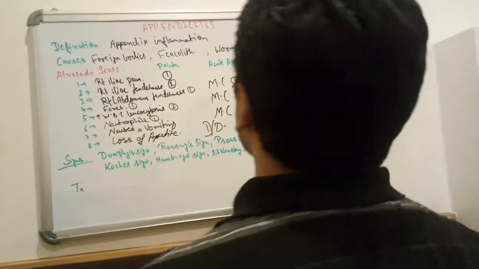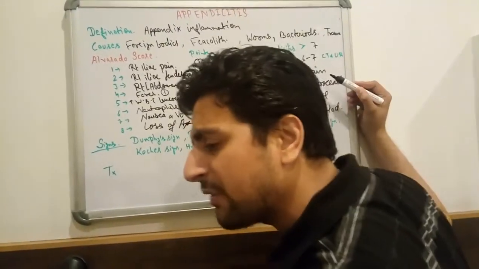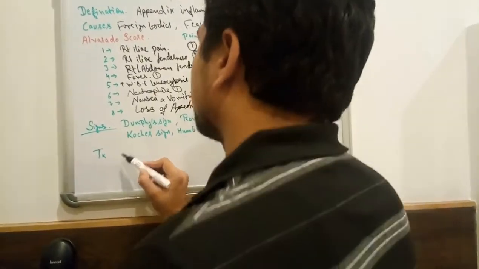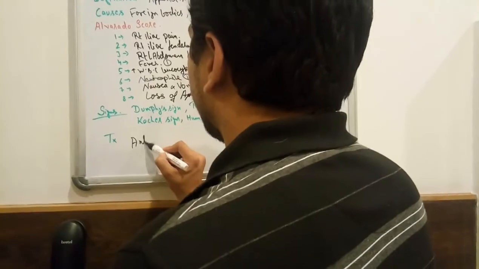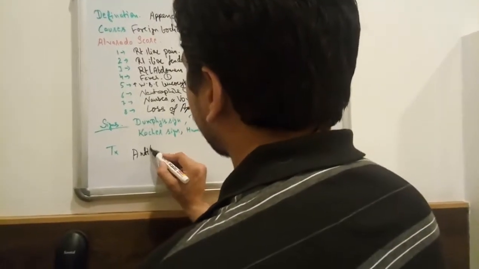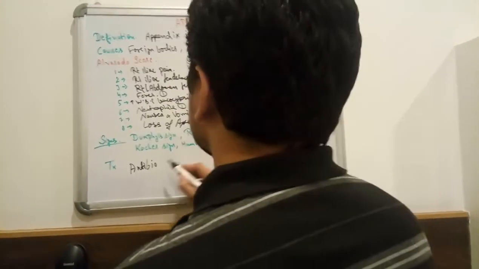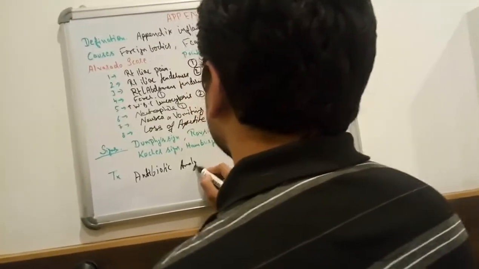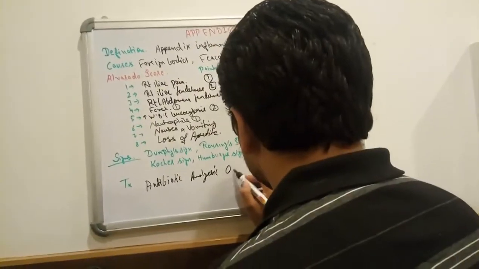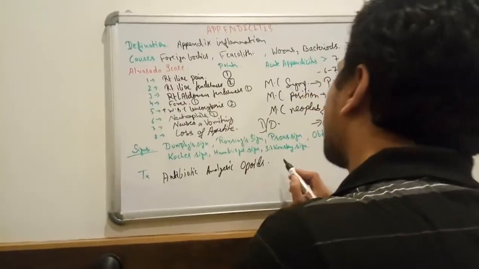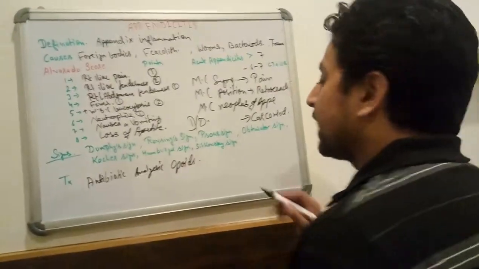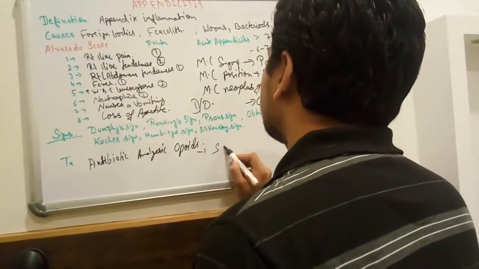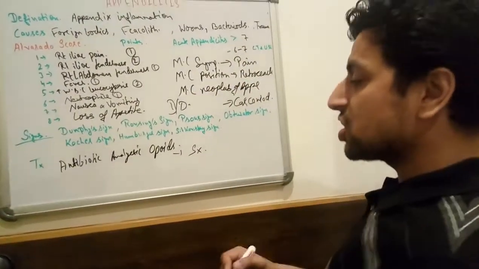How to treat? I already explained the most common symptom of appendicitis is pain. So painkillers and antibiotics. Antibiotics because of inflammation and infection, and if it is caused by bacteria, antibiotics, and painkillers, analgesics like opioids, morphine. Okay, and what is the best treatment? If the patient is symptomatic, surgery, immediate surgery, it's an emergency.